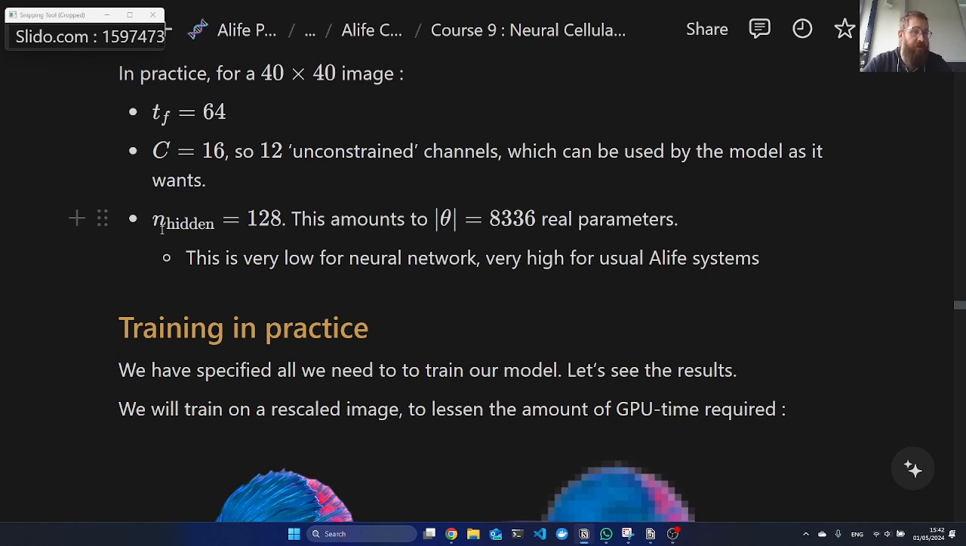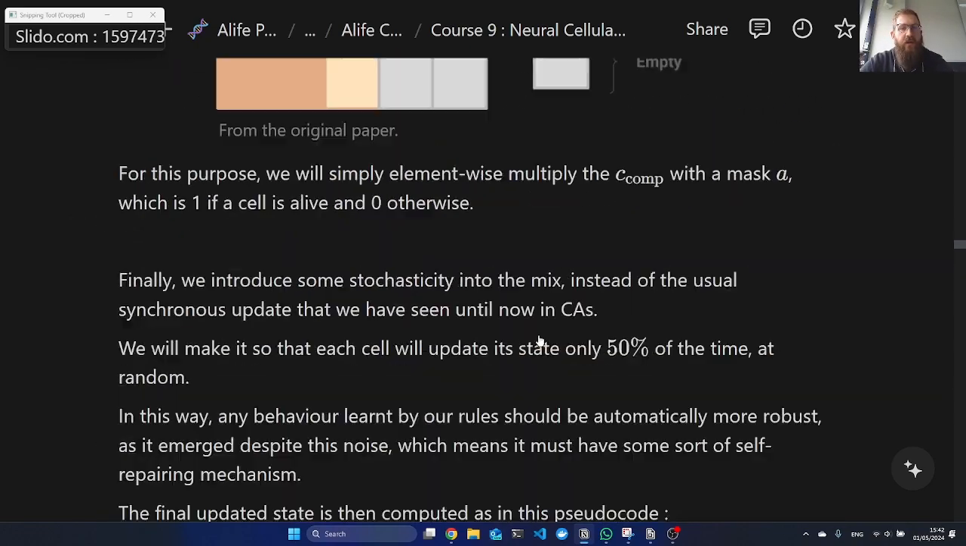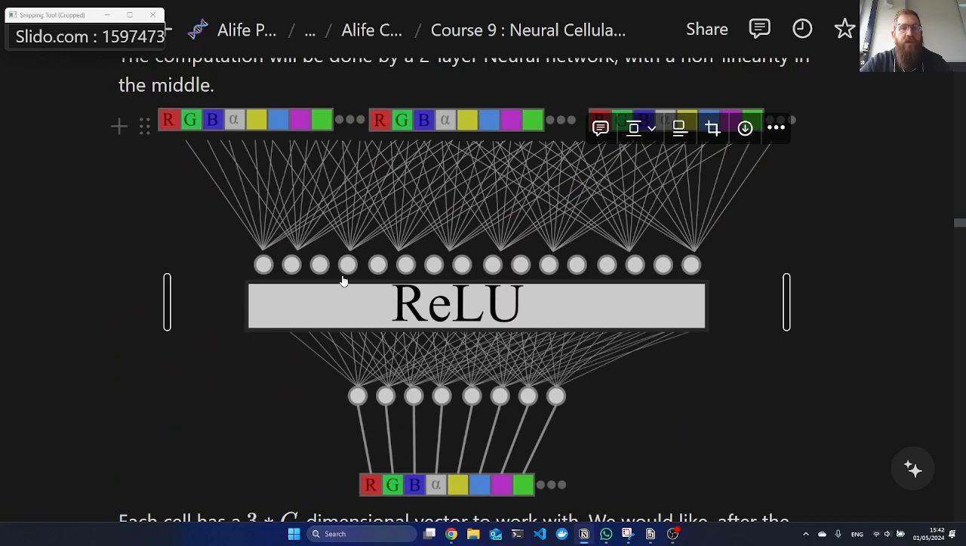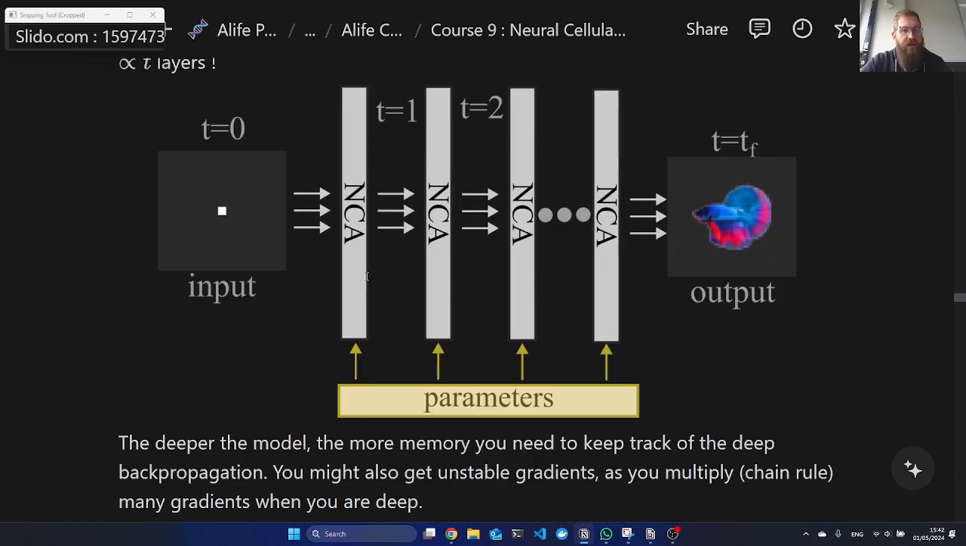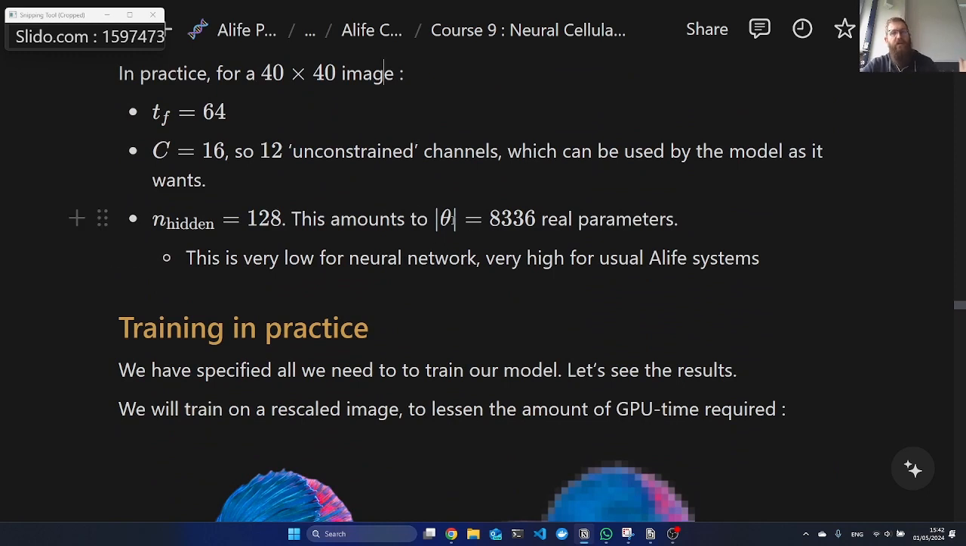And the last parameter that you need to choose is a hyperparameter: the number of hidden neurons in your computation layer, right? So the number of neurons that you put here. And what they chose is 128, which is relatively low. So in total, the amount of free parameters is about 8,000.